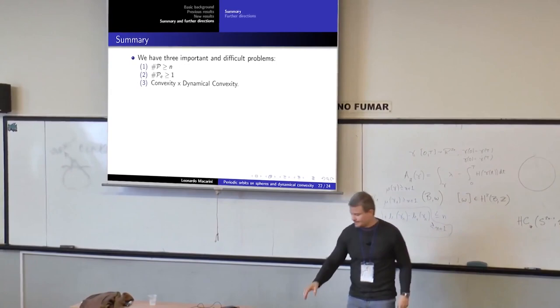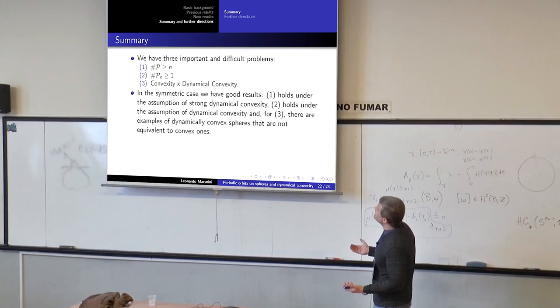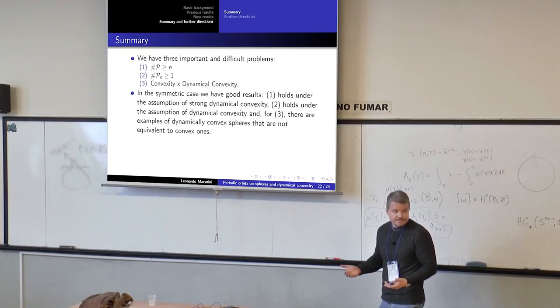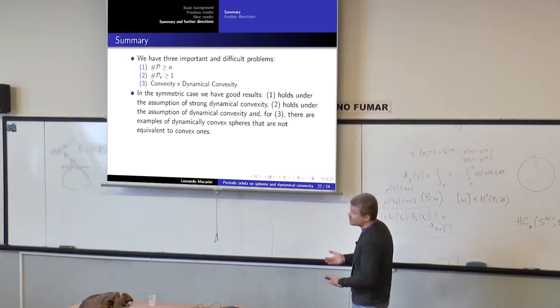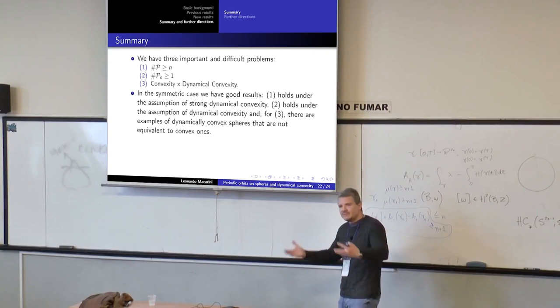In the symmetric case, we have good results. For the first inequality, we know that it holds under the assumption of strong dynamical convexity. The second inequality holds assuming dynamical convexity. And for the third question, we do have examples of dynamically convex spheres that are not equivalent to convex ones via a symplectomorphism that commutes with the antipodal map. So in the symmetric case, these three questions have good results. Not complete results, but good results.